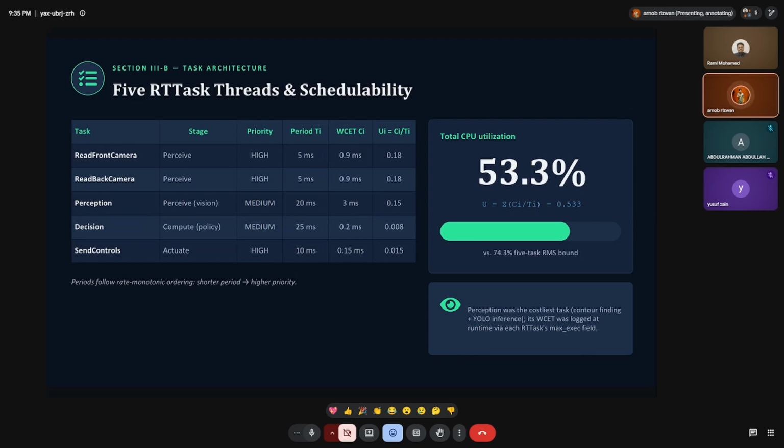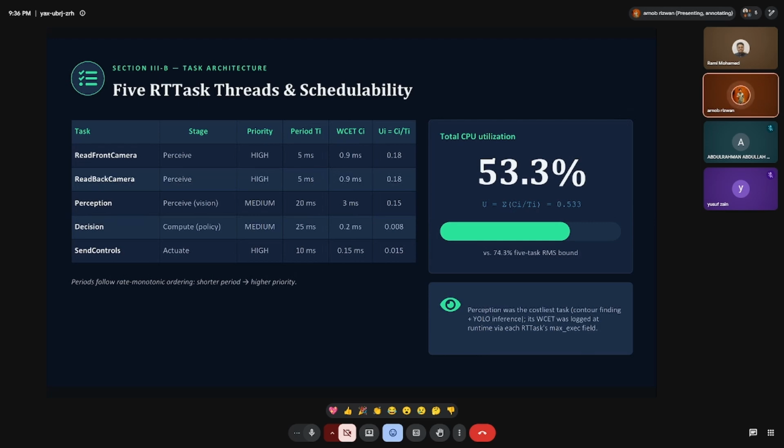Also, the periods follow rate monotonic ordering. That means the tasks with the shortest periods get the highest priority. That's exactly what the uC/OS-II model expects. Now, the key results on the right. When we compute the utilization of all five tasks, that's worst case execution time divided by its period, we get a total CPU utilization of 53.3%. And the rate monotonic schedulability bound for five tasks, as mentioned in the previous slide, is 74.3%. So we are comfortably below the ceiling, and our task set is schedulable. Every task is guaranteed to meet its deadline.